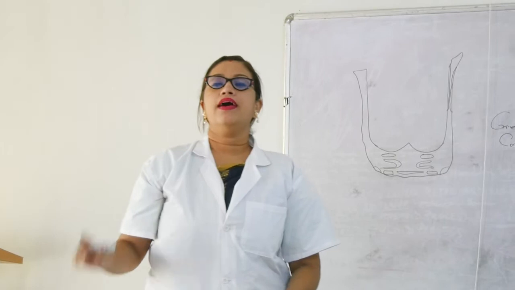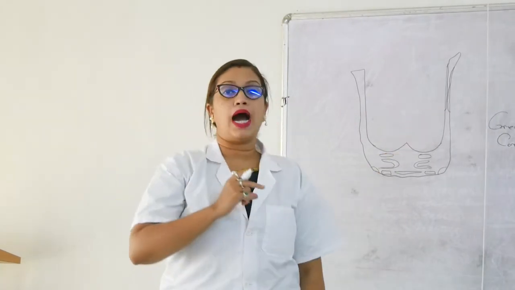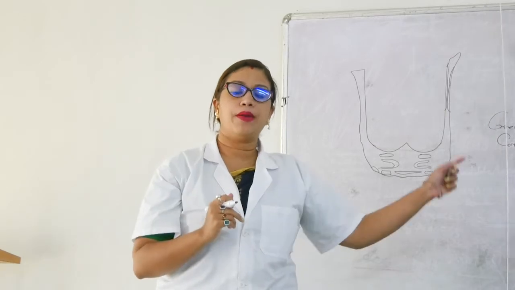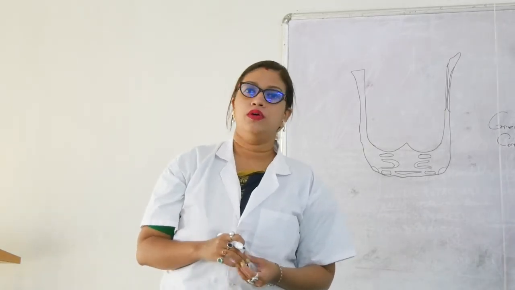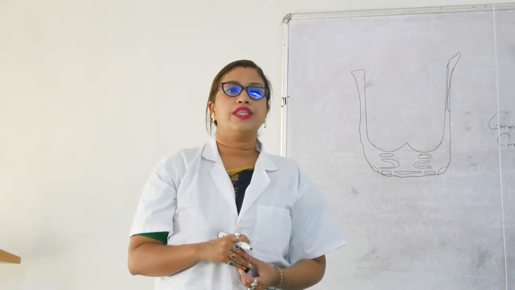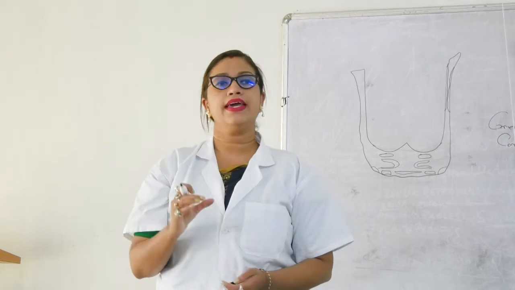Okay, and there is another projection which is projecting from the upper part. Okay, upper part, that is known as the lesser cornu or lesser horn. Okay, so there are three parts: body, greater cornu, and the lesser cornu.